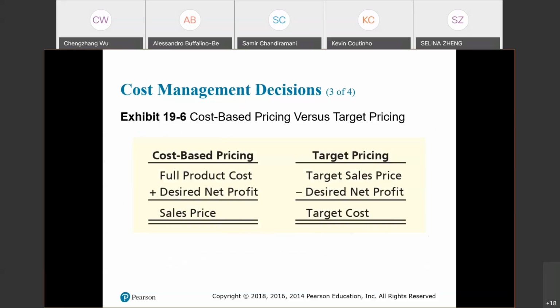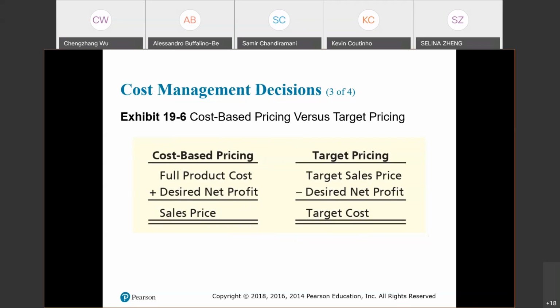So this slide compares cost-based pricing with target pricing. Cost-based pricing starts, as I said, with the full product cost. The full product cost is added to the desired profit to determine the sales price.